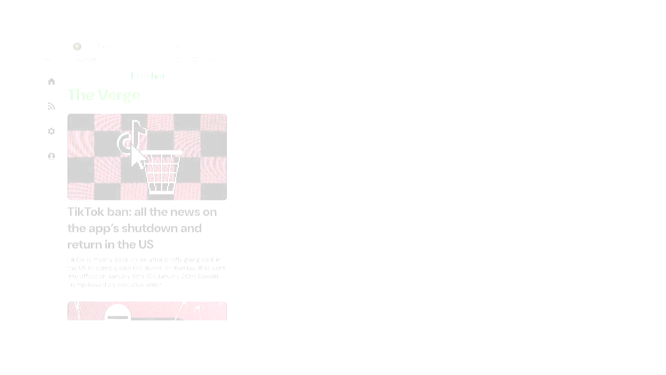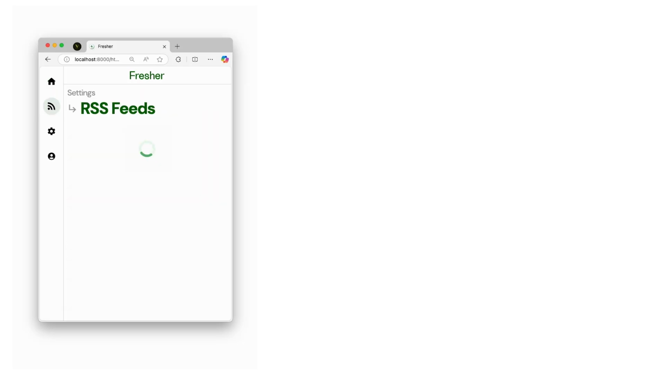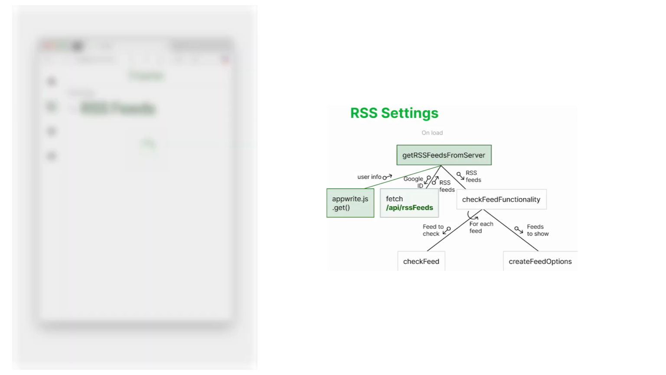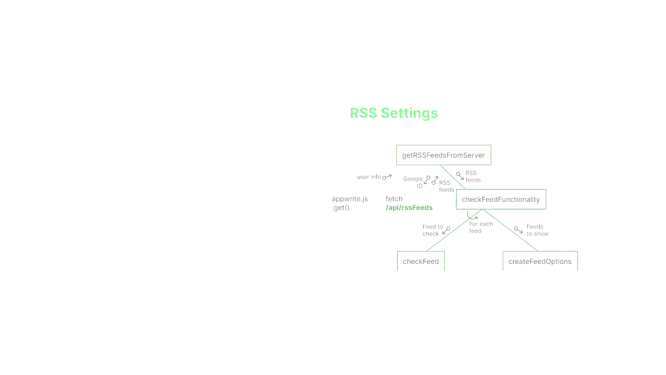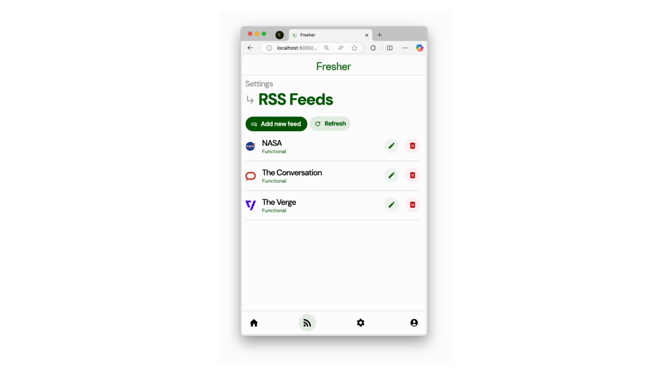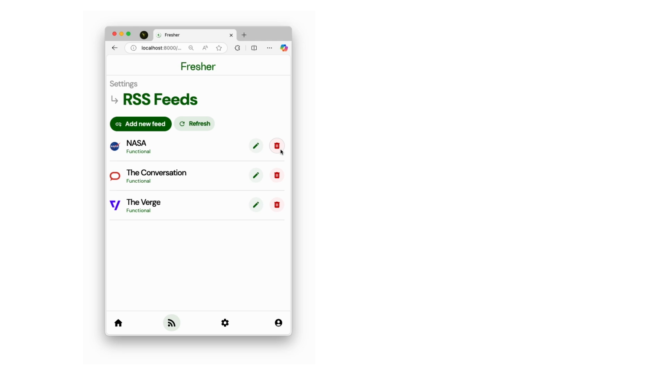If a user wants to do so, they'll open the RSS settings page. From here, Fresher gets the user's Google ID and feeds that into an API ping to the server. The server returns the RSS feed to display. In a similar fashion to the home page, Fresher checks if each feed is functional or broken, and then displays the feeds accordingly. Because Fresher doesn't display feeds for settings sequentially, checks can cause long wait times for the page to load. For each feed, the user can delete it or edit its settings.